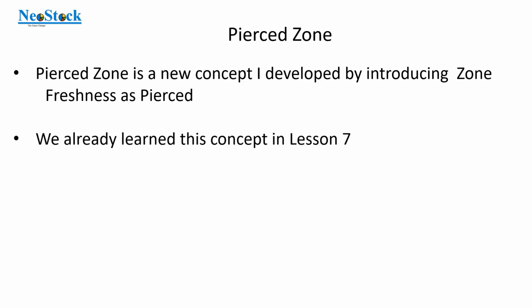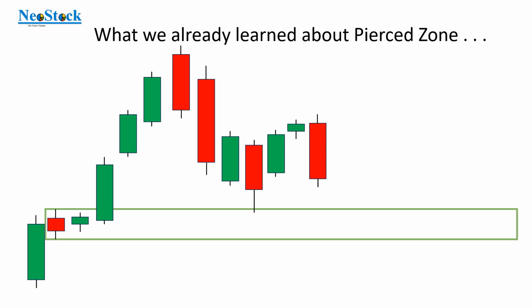I already explained this concept in lesson 7 about pierced zone. I will also give you again an overview of what you learned earlier. Look into this chart. Here you have a rally, base, rally. This is the demand zone. And this is the current price, where price closed near the zone.